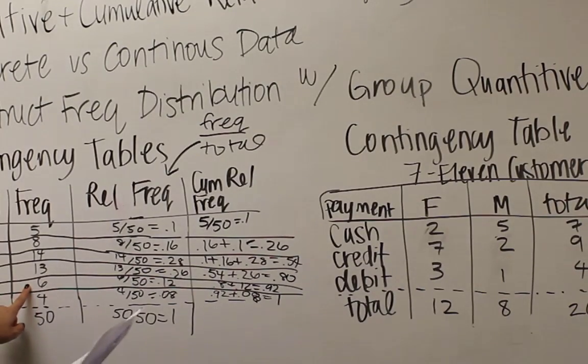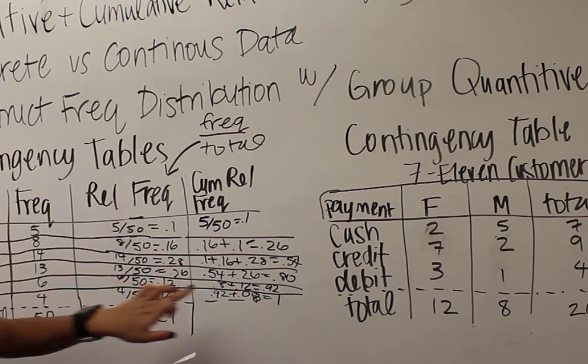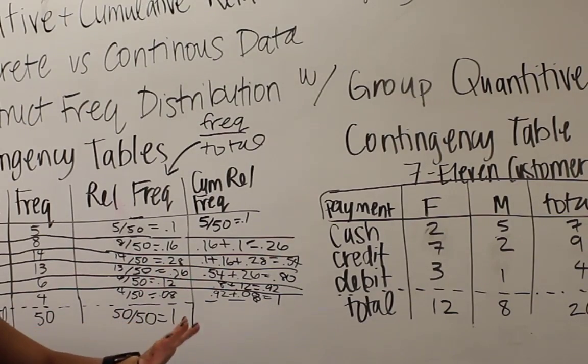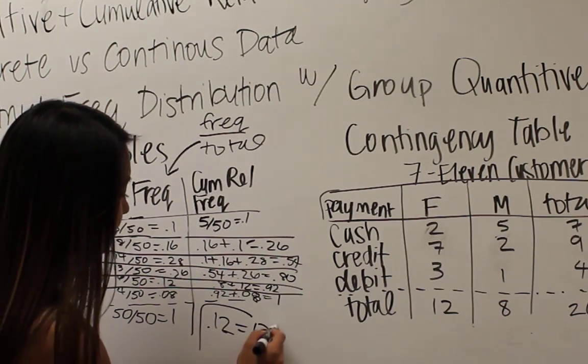And because we want to find the percentage of days that many were sold, that would be this column. It's the relative frequency, and it's not the cumulative relative frequency, because it's not asking for an accumulation of all the previous numbers. So that would just be 0.12, which equals 12%.